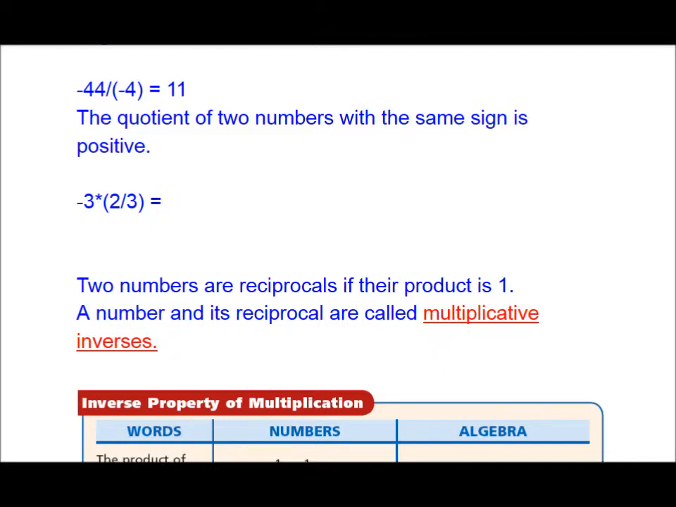Let's do this example. Here one is negative and the other is positive. 3 multiplied by 2 by 3. So this 3 cancels this 3, but minus remains because there is one negative sign. So minus 2 is the answer here.